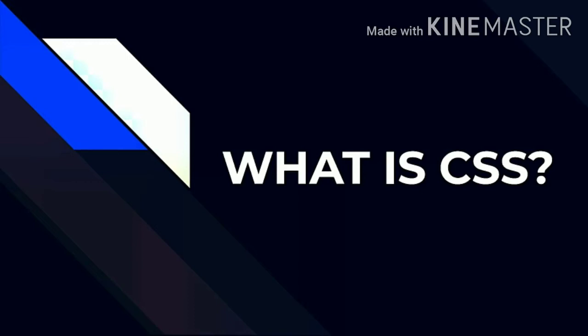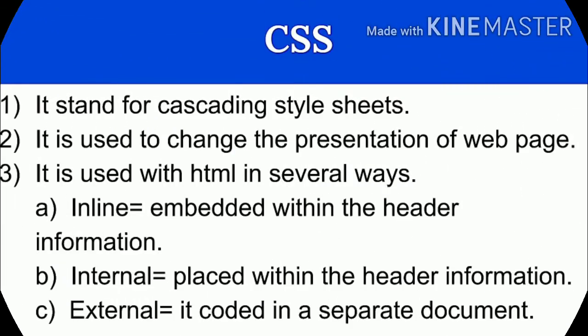CSS stands for Cascading Style Sheet. The full form of CSS is Cascading Style Sheet. With the help of CSS, we can change the presentation of a web page. If you want to make some changes in your web page, for example, if you want to change the background color, font size and so on, then you can use the CSS language with the HTML language.